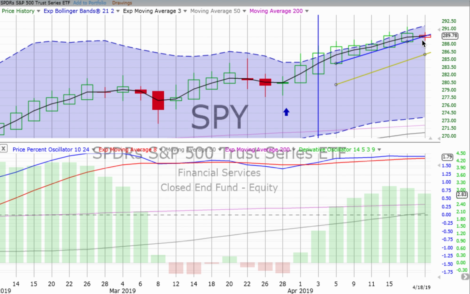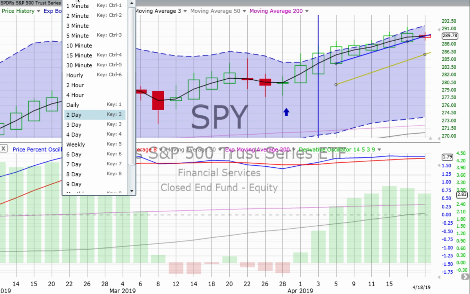We can see price just sitting right there on the two-day trend line. Now, the prior two-day candle, price was well above that, so we can see a blowing off. We see it in the derivative oscillator and the price percent oscillator also, still well above the weekly trend line, but losing some energy there, even though it was up for the day.